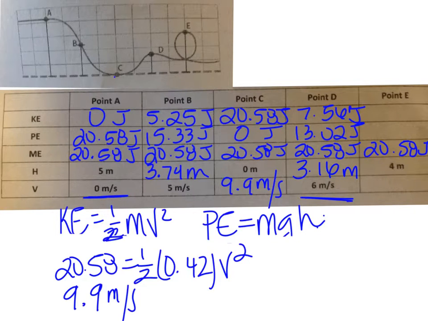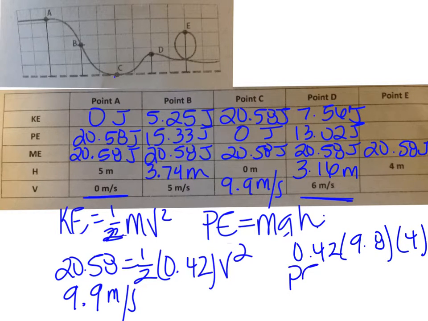Now for point E, it's going to be just like what we did for C, because we have our height given to us, and this time instead of 0, it's 4. So you'd plug into your potential energy formula your 0.42, your 9.8, and your 4 meters in height. You would get a potential energy of 16.46. And then you would subtract to find your kinetic energy, which is going to be 4.12 when you subtract.